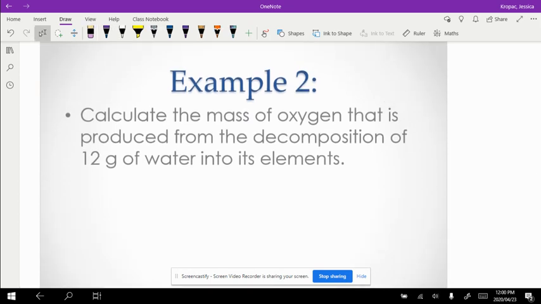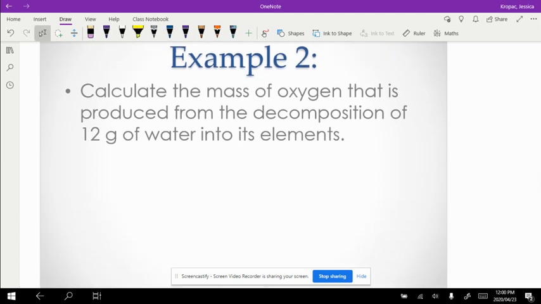And example 2 is asking about the mass of oxygen that is produced with the decomposition of 12 grams of water into its elements. So this is asking about the mass of oxygen. So that's where we're going towards, is the mass of oxygen. How much of that is produced from the decomposition of 12 grams of water into its elements.